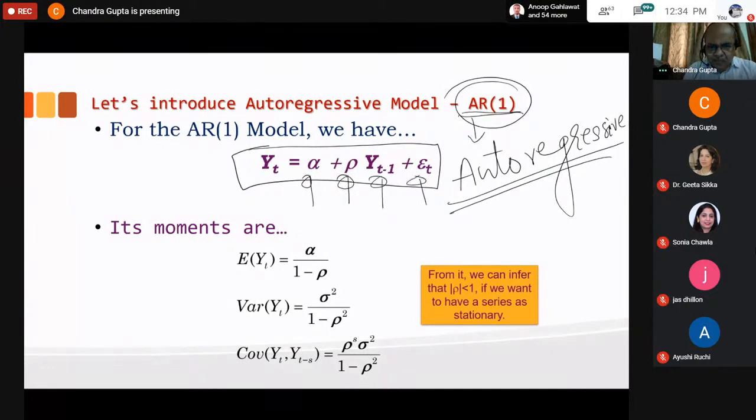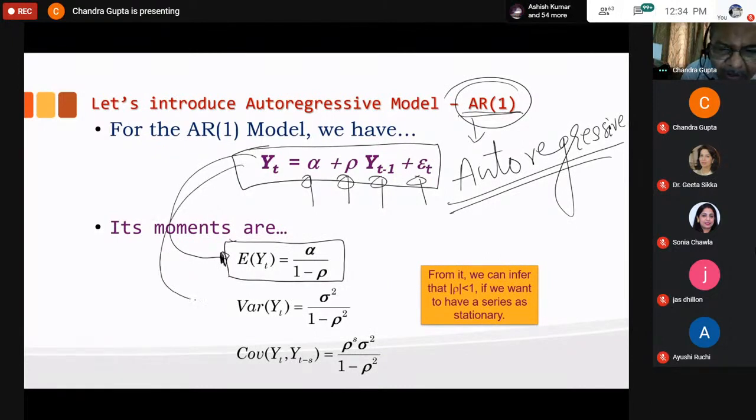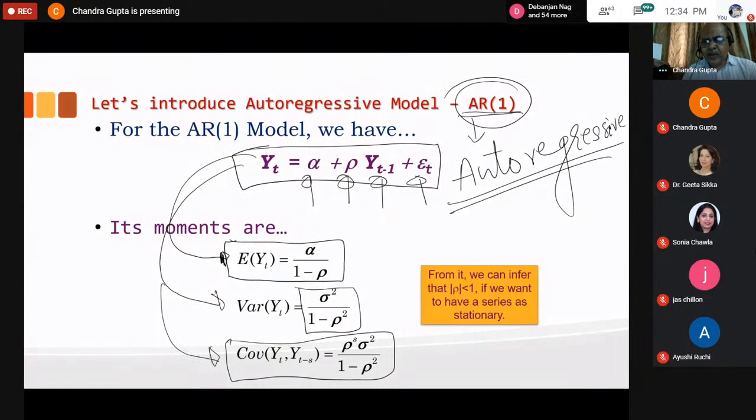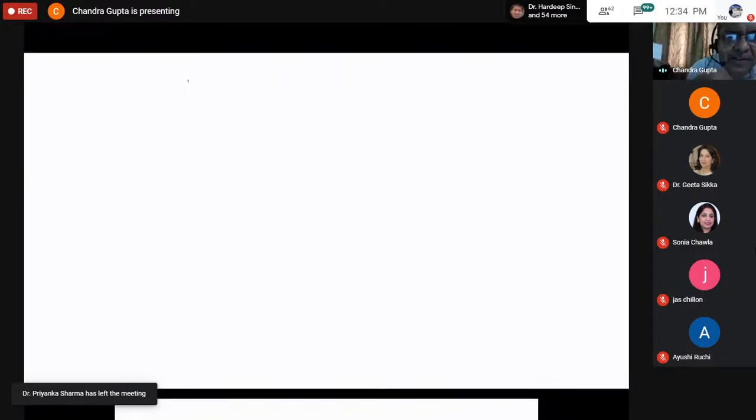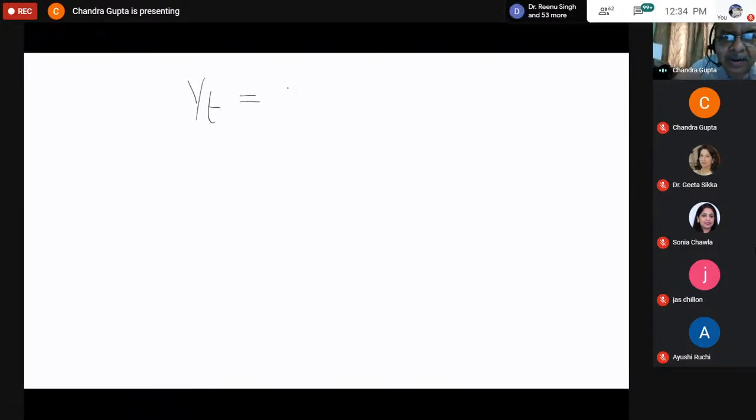Okay, is that clear? If I calculate the expected value of Y_t, you will find it's equal to this. If I calculate the variance, you will find it's equal to this. And if you calculate the covariance, that's equal to this. I'm not going into the proof of these derivations, but if you try yourself, you can get it. It's not a difficult exercise. Friends, I don't know whether you are wondering why I'm talking about the AR1 process.